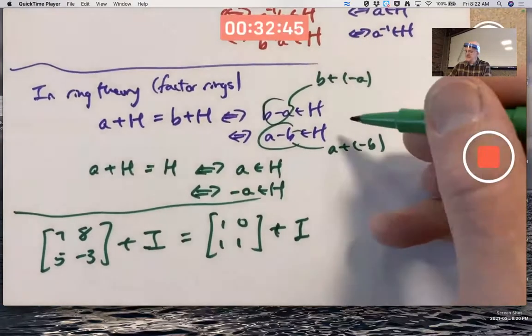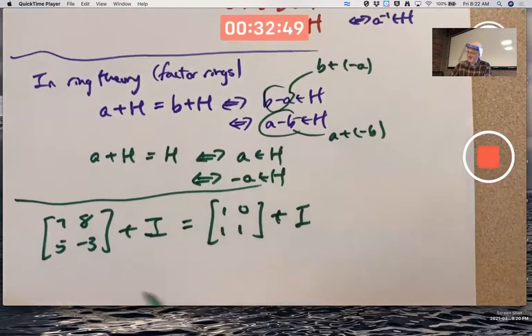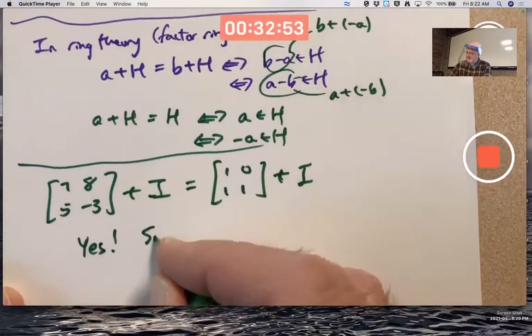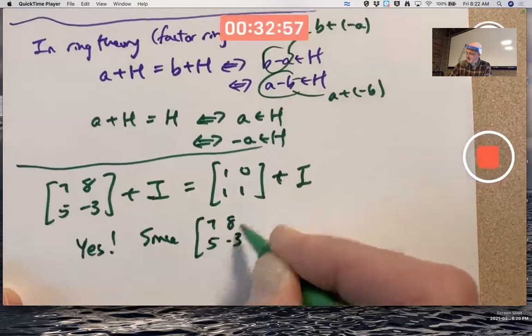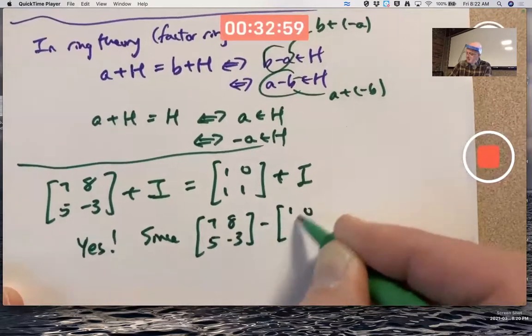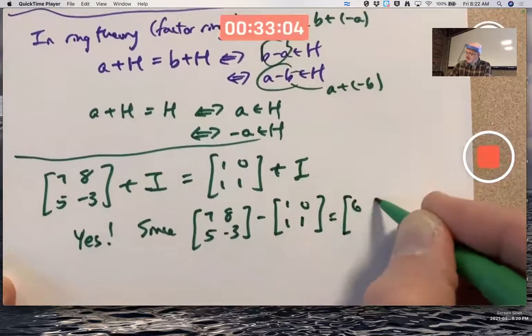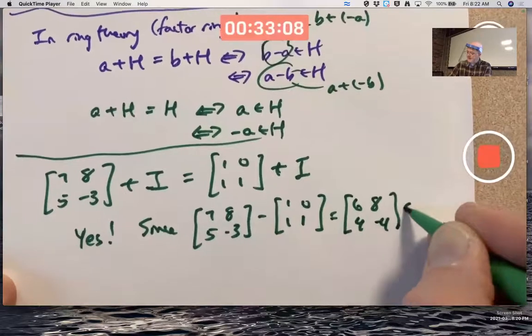Well, just think about this condition. If I subtract these two matrices, is it an element of I? Yes. Since 7, 8, 5, -3 minus 1, 0, 1, 1 equals 6, 8, 4, -4, and that has all even entries. That's an element of I.